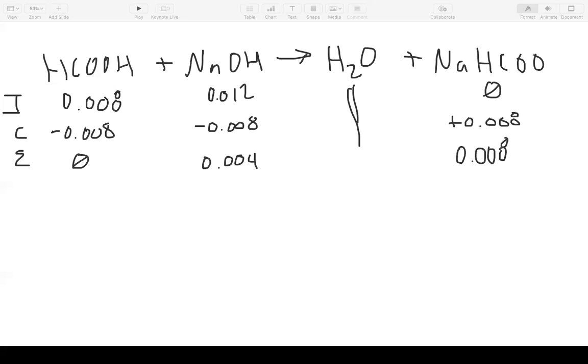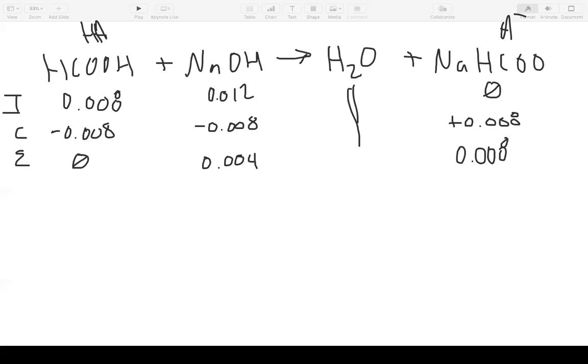So now that we have all of this, we can see that we don't really have any HA, but we do have A minus. Because we don't have any HA, we know we can't use the Henderson-Hasselbalch equation. We can't divide by 0. So the only thing we have left to go off of is our NaOH, which we still have some left over from.